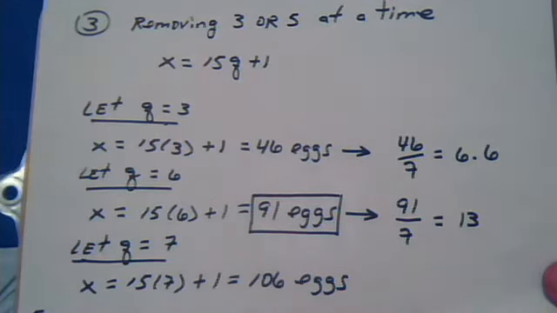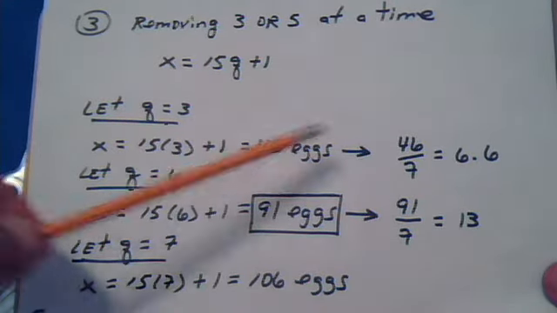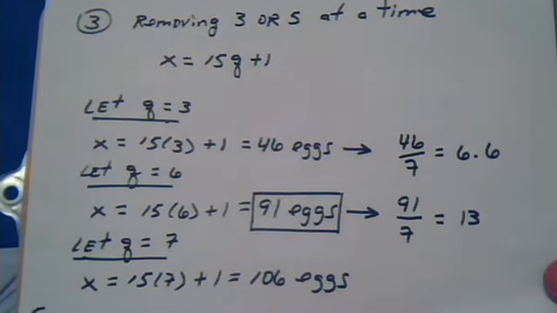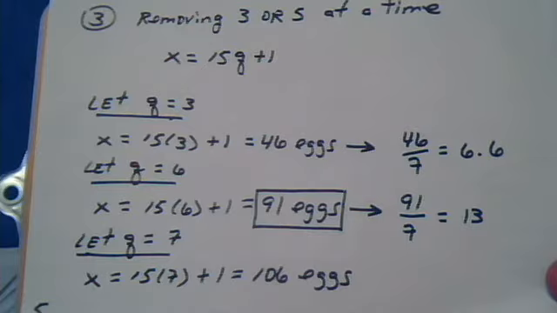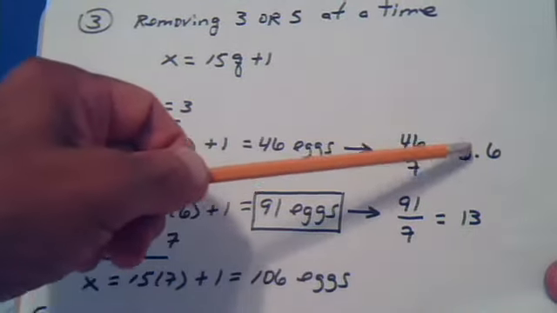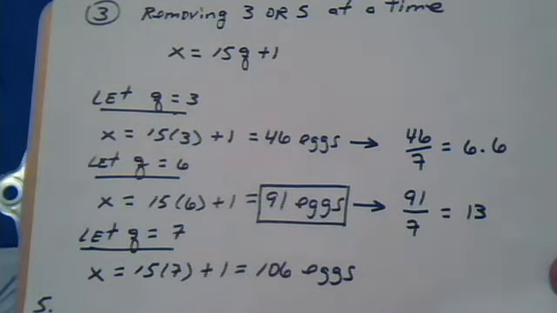So all we have to do now is test. If I divide the 46 by 7, do I get a remainder of 0? If I do, that's the number we want. So notice if you divide 46 by 7, you get 6.6. So we don't get a remainder of 0.